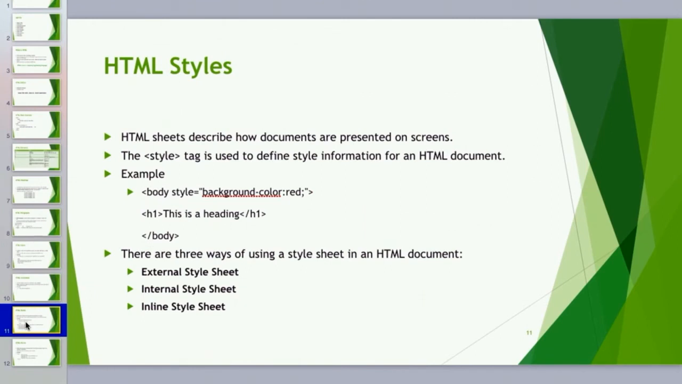Let's move on to the HTML styles. So HTML styles should describe how your documents are rendered on the screens. The style tag is used to define style information on an HTML document. And here is an example. So you need to give style and then you need to give the style. As we have learned in the previous two slides, we have given a color is equal to red. So that's how we can also give a color is equal to red to the body. The complete background of that particular page will now be rendered in red.